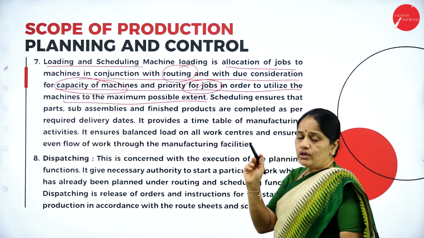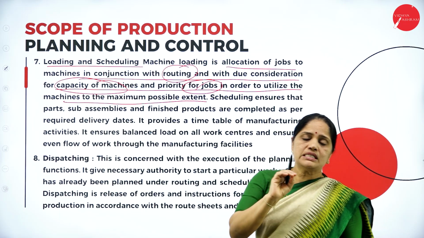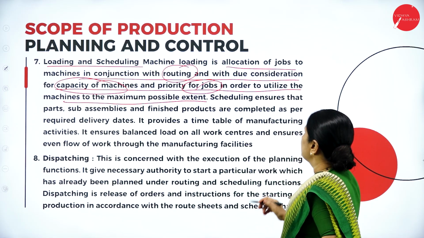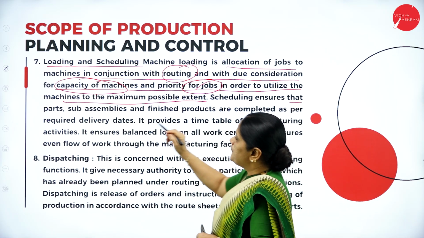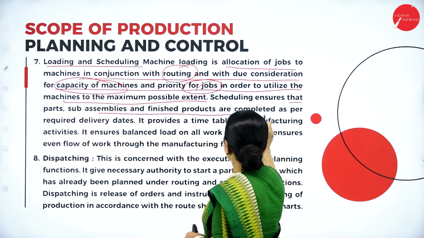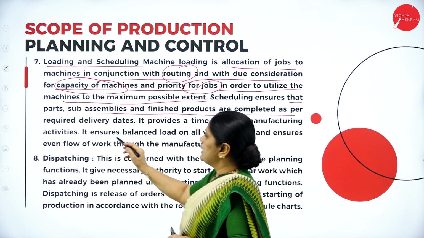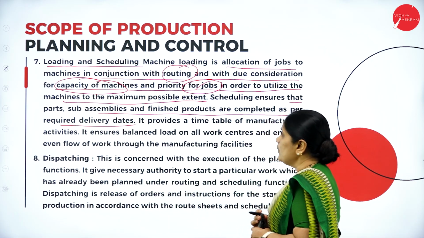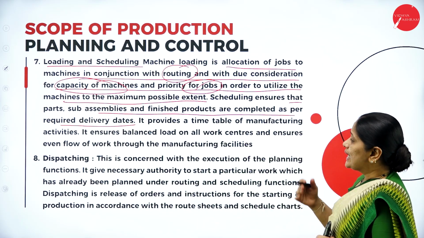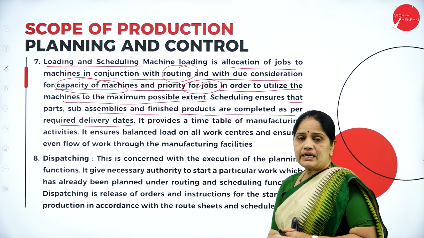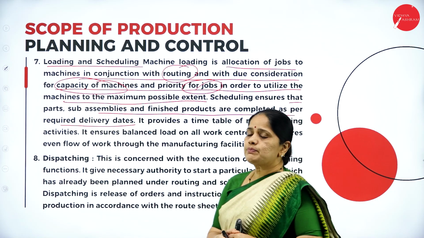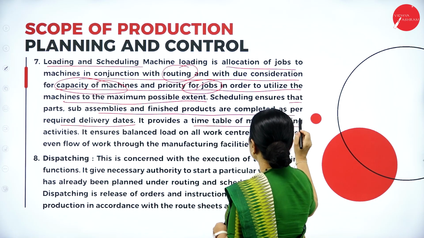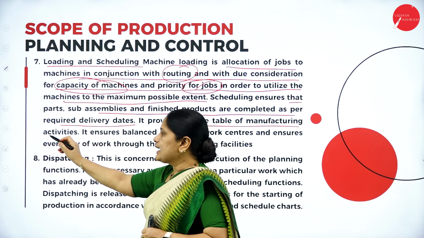the machines. We have to see that the machines are utilized to the maximum possible extent, and scheduling ensures that parts, sub-assemblies and finished products are completed as per the required delivery dates. With the help of scheduling, we can see that all the parts, sub-assemblies and the finished products are delivered at the due dates. So, it provides a timetable for manufacturing activities.